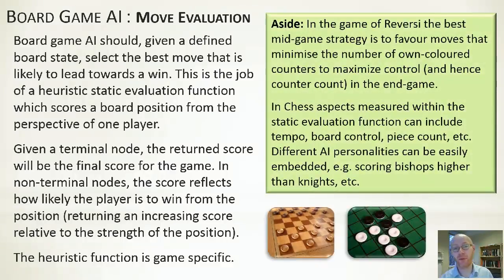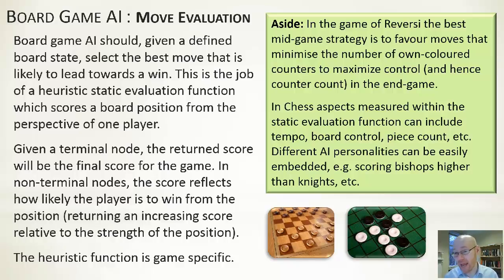It is important to note that at this point, the heuristic evaluation function is game specific, and different games will have completely different approaches in terms of how they can be played well. So if you're looking at Reversi in terms of the slide here, your tactics and strategies would change from mid-game, where you want to have a small number of counters, all the way to end game where you're trying to maximize them.